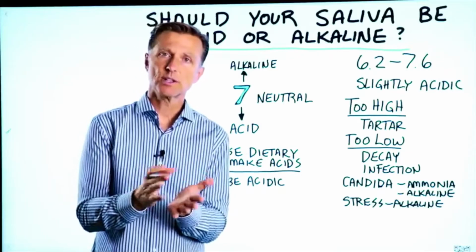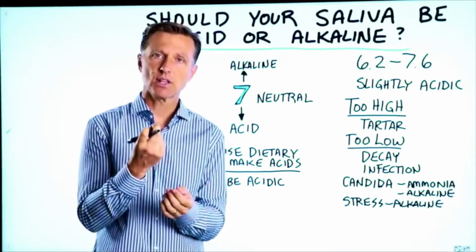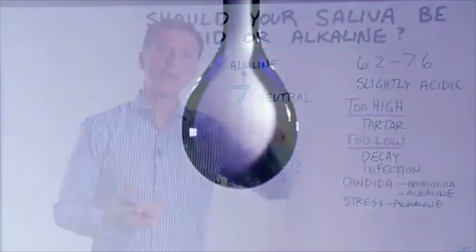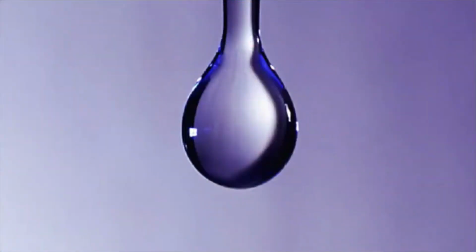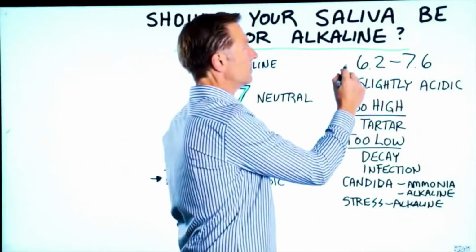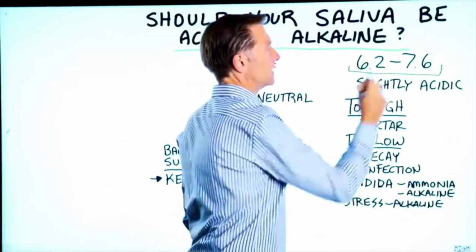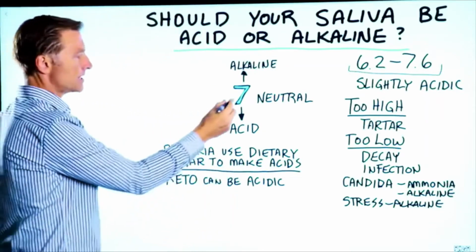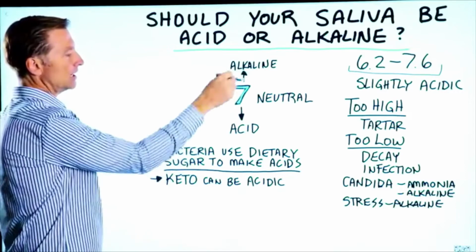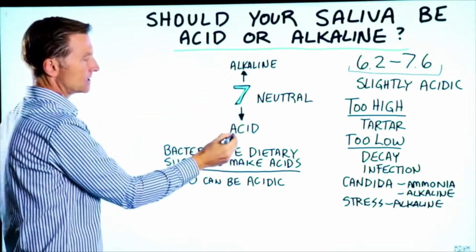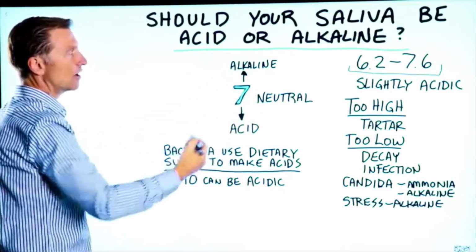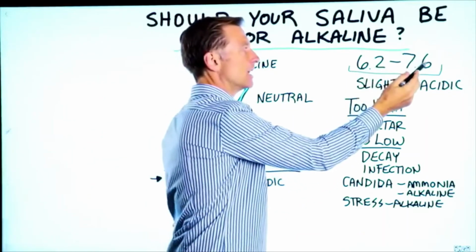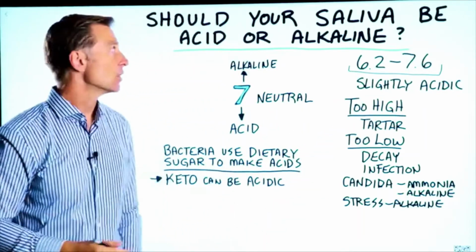Now, a question. Someone had a question recently related to the pH of saliva. They're very concerned about their pH being too acid or too alkaline, and they wanted to know what it should be. Well, the normal pH range of your saliva is between 6.2 and 7.6. Anything above 7 is alkaline, anything below 7 is acid, 7 being neutral. So your saliva could be slightly acidic, or slightly basic or alkaline. It can be both.